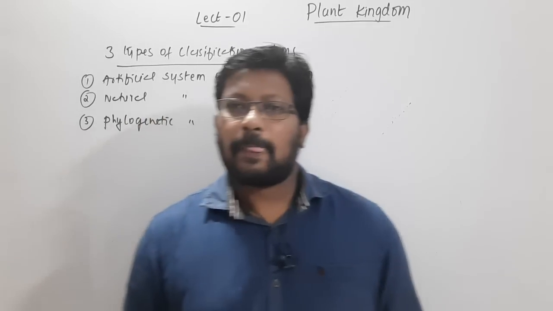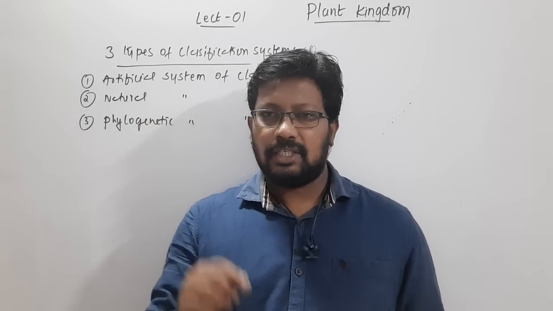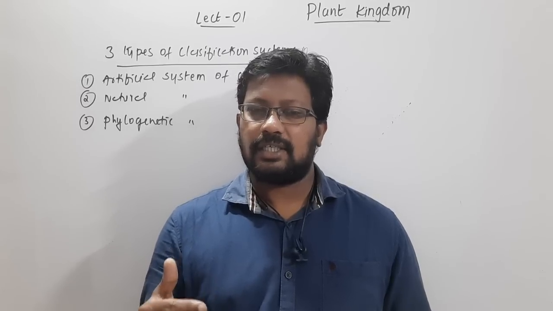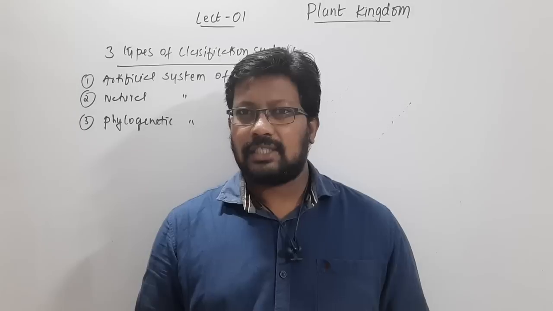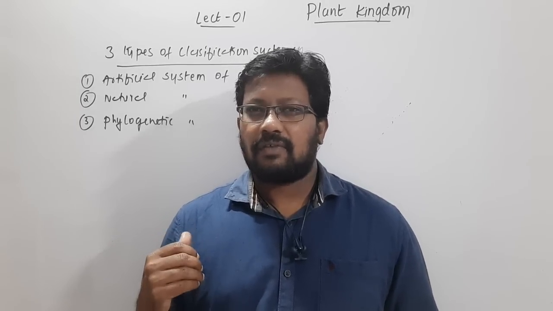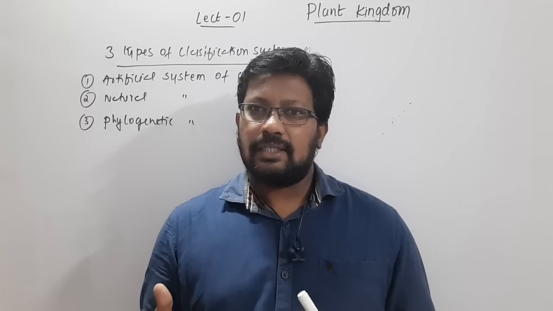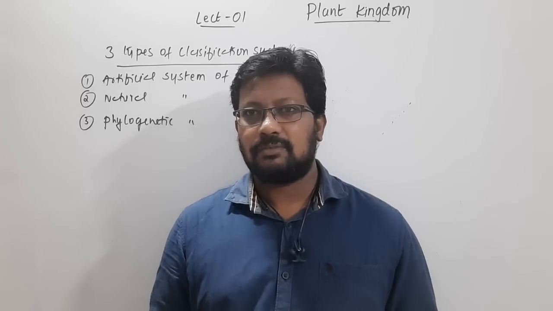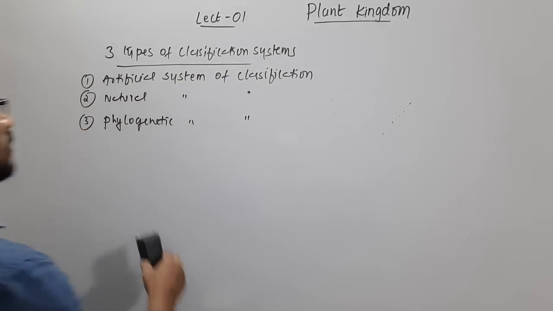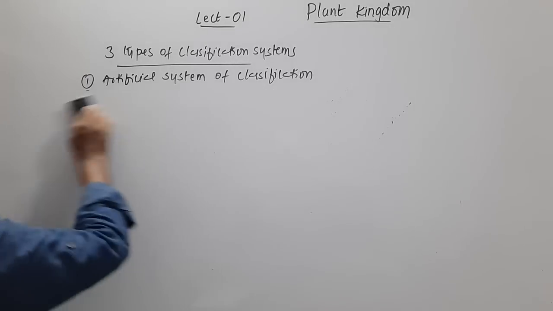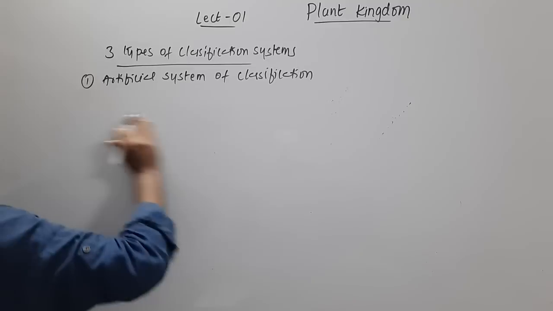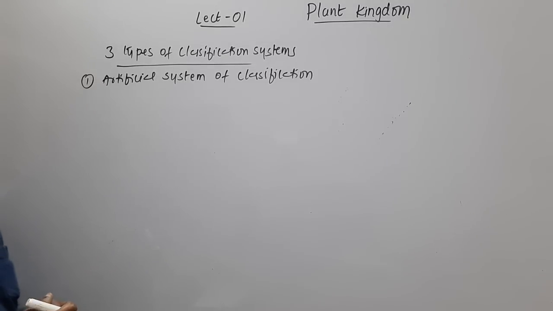We know that every classification is based on certain criteria. So there is a basis on which we need to classify. We will see what criteria they considered in the artificial system of classification, then the basis for the natural system of classification, and lastly the phylogenetic system of classification. First, we'll see the artificial system of classification, and on what basis they classified the plants.